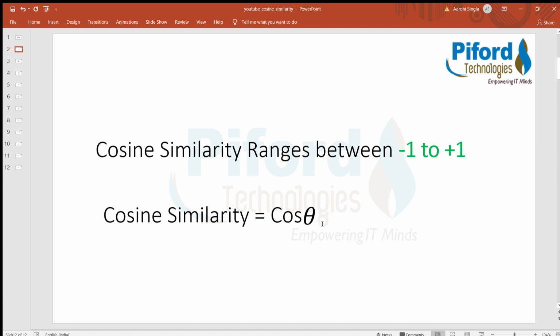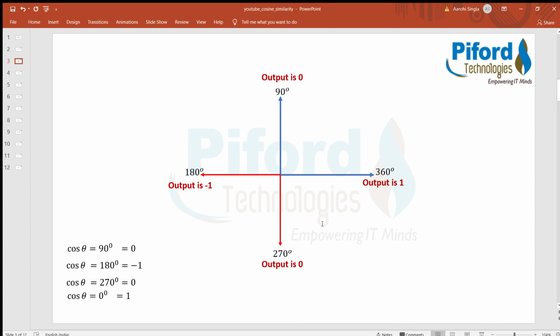All right. So before moving to the formula of cosine similarity, let me show you this picture. With the help of this picture, we will understand why we always get values between -1 and +1 while calculating cosine similarity. If you remember from trigonometry, we have different angles: this is 90 degrees, this is 360 degrees, this angle is 270 degrees, and this is 180 degrees.